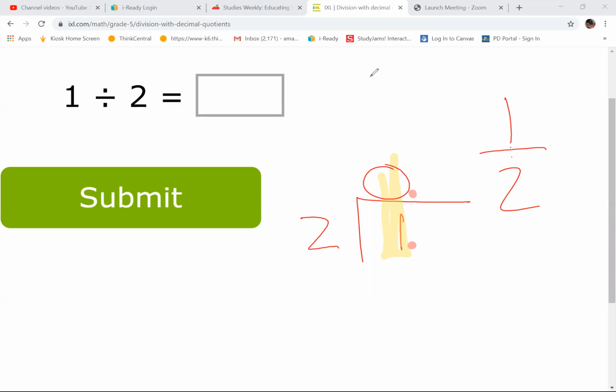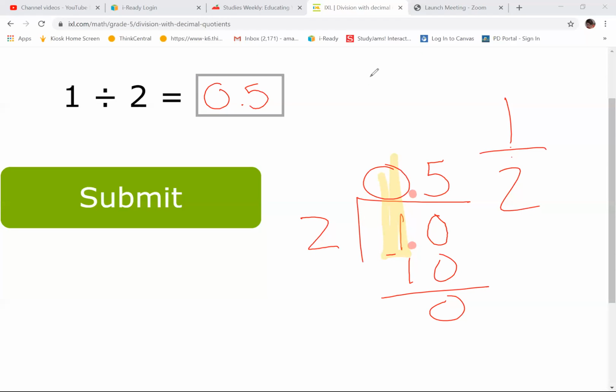But now I can't have a remainder. So I'm going to add another 0. And now I have the number 10. What number times 2 equals 10? It's going to be 5. 5 times 2 is 10. So my answer is 5/10.